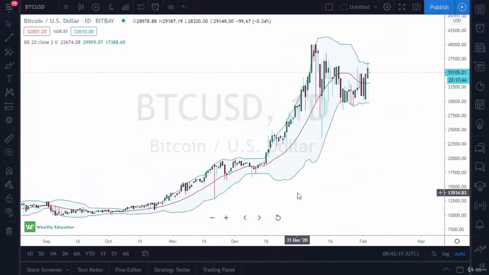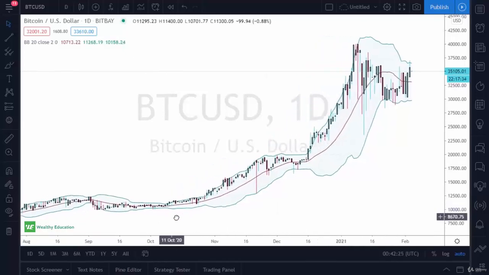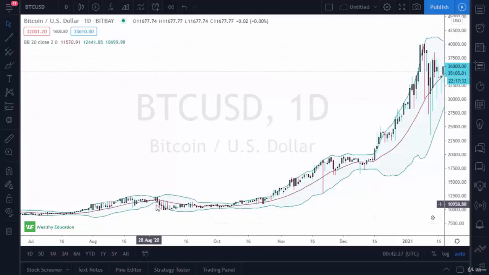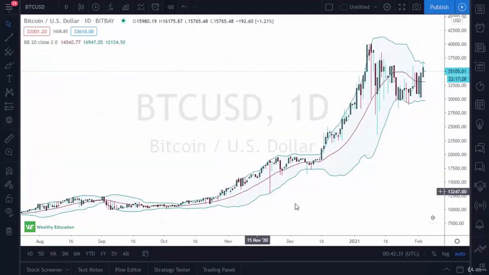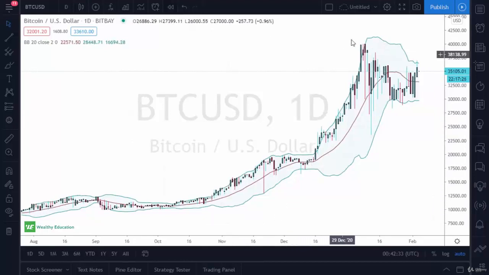Now, in Bitcoin, keep in mind, Bitcoin uses bigger numbers a lot of the time. See, this could have been a squeeze, but it wasn't. It was simply sideways action. But really, what I like about this particular setup is the fact that it closed outside of the Bollinger Band. You're in an uptrend anyways. Stop loss on the other side of this.